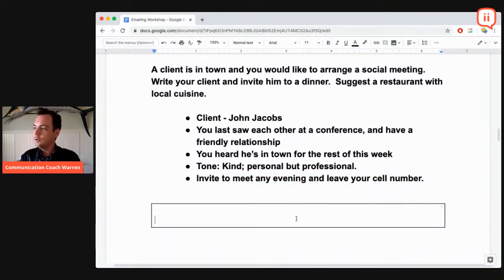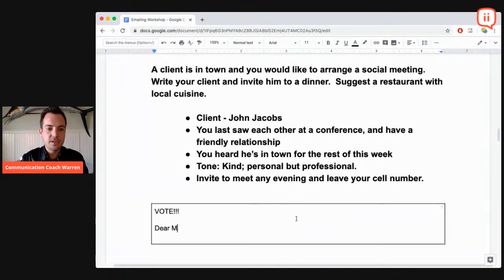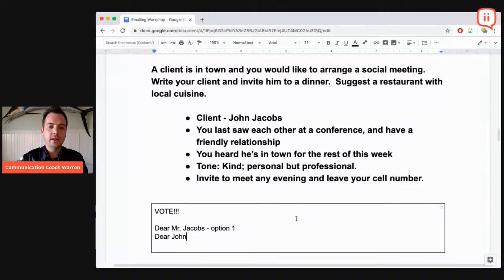So I see many of you are saying, dear Mr. Jacobs, dear John. What do you think? How should we begin our email? Let's take a vote. Dear Mr. Jacobs is going to be option 1, and dear John is going to be option 2. Vote now in the chat box. Type the number 1 or the number 2.